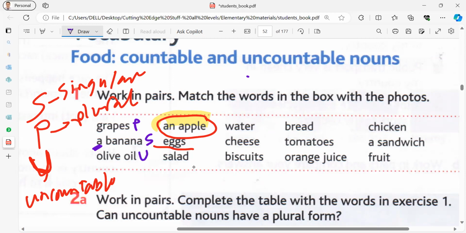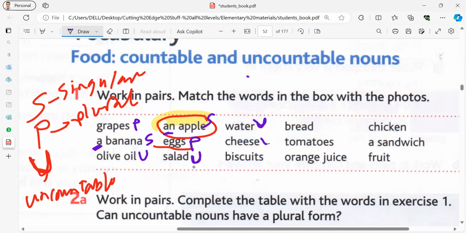Perfect. Okay, an apple. Singular. How do you know? Because there is an. Article an means one. Okay, eggs, Ibrahim. Plural. Perfect. Salad. Uncountable. Water. Uncountable noun. Exactly. Cheese.